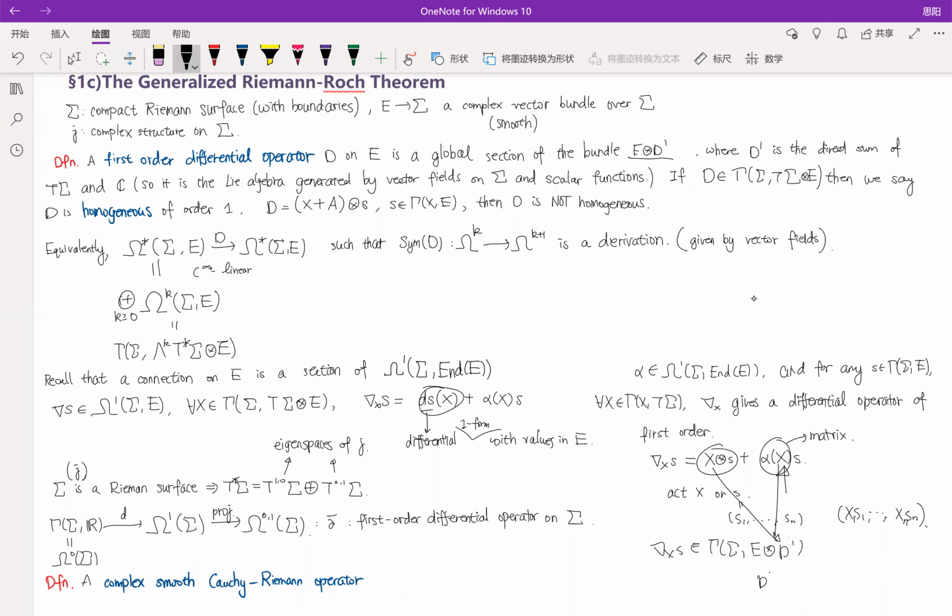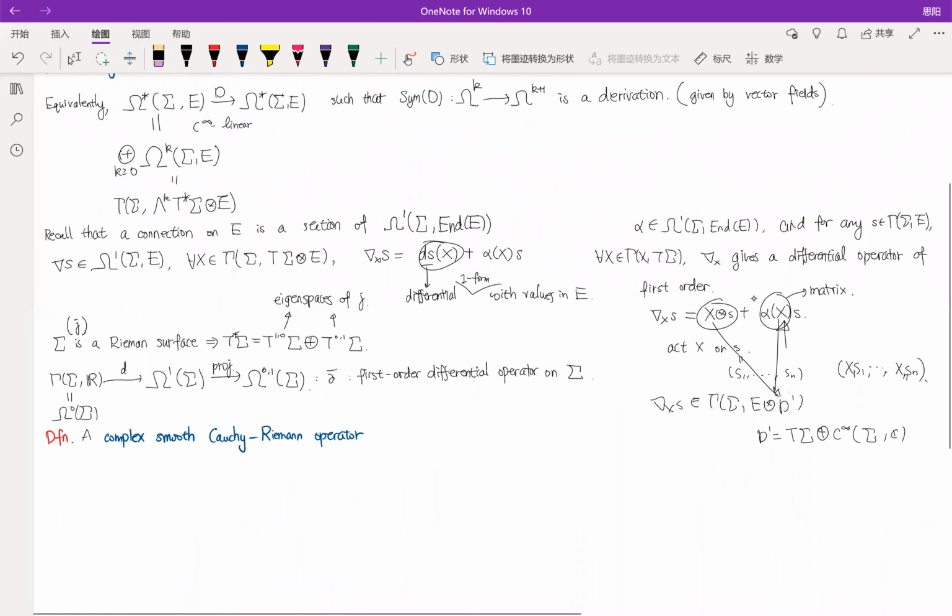And we know D1 is a direct sum as a tangent vector of sigma and also the smooth function of C. No, it is not a smooth function. It is, yes, it is a set of smooth functions on C.